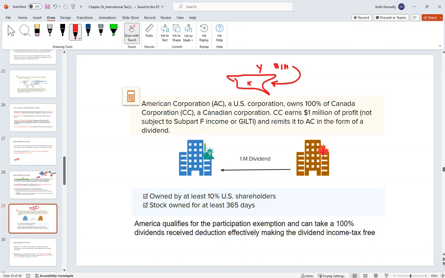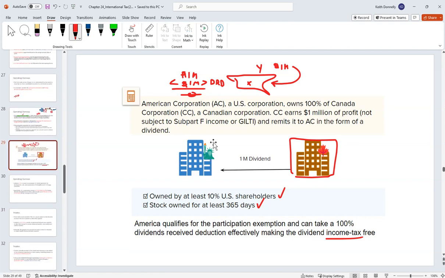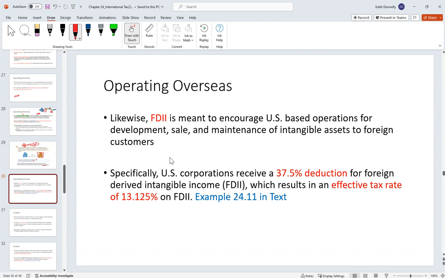Well, it looks like they meet the requirements here. Canada Corporation is owned by 10% US shareholders. They own the stock for at least a year. Accordingly, when they bring it back, they're going to have to claim $1 million of income, but they're going to get a $1 million dividends received deduction, which effectively makes that income tax-free. Again, they created this as an incentive to have people not just park money overseas.